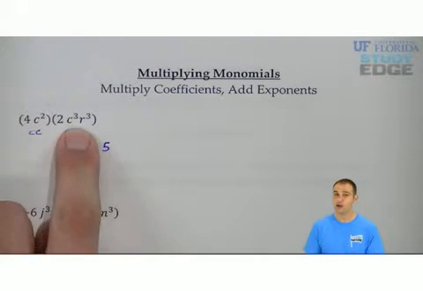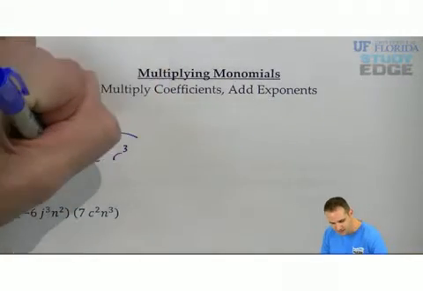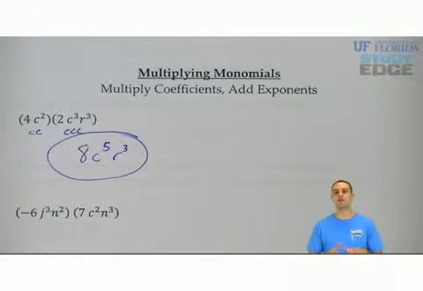And lastly, r cubed. R cubed is by itself, but you still multiply it because it's still in the answer. And that would be how you multiply monomials. You multiply the coefficients and you add the exponents.